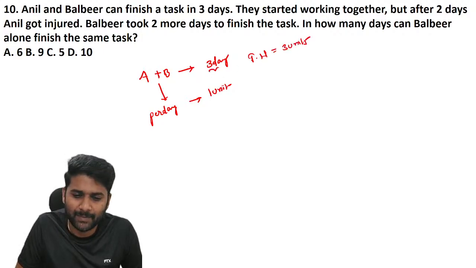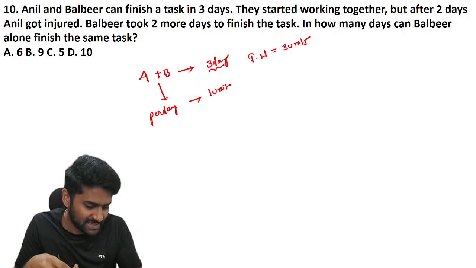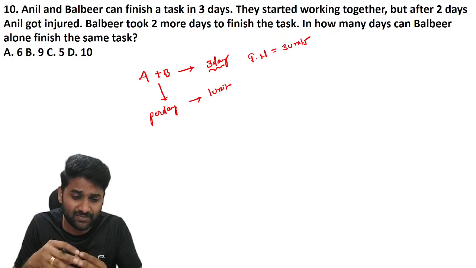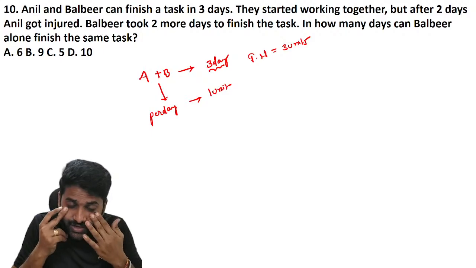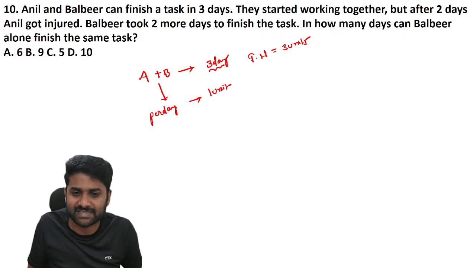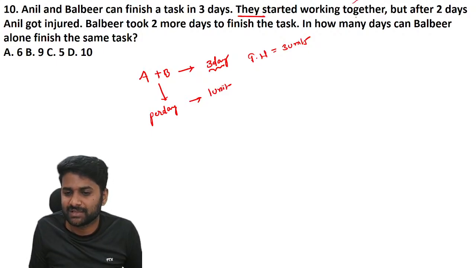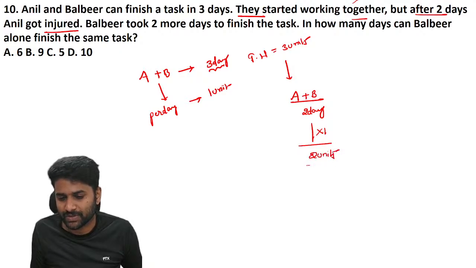Understand, guys? A and B together completed it in 3 days, which means per day work is 1 by 3 each day. It means every day A and B together do 1 unit, and we don't know the efficiency of A and B individually. Let's find this data. They started together. After 2 days, Anil got injured. It means A and B worked together for 2 days, and with per day efficiency of 1 unit, they completed 2 units.